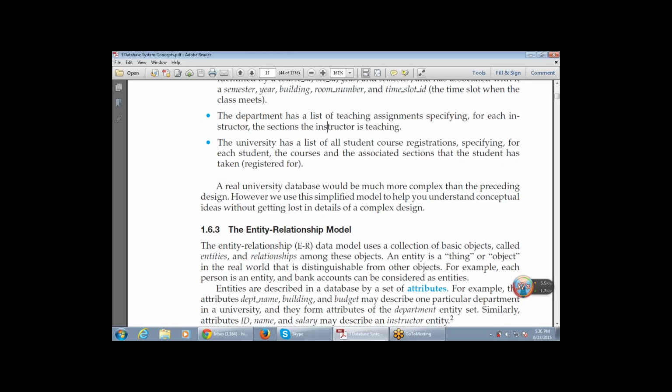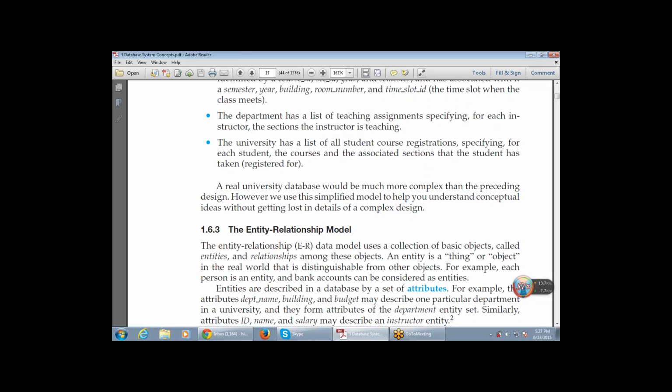Then next is the ER model, that is, the entity relationship model. It uses a collection of basic objects called entities, and relationships among these objects. So it is a collection of various objects that are known as entities, and how to show or how to represent the relationships among these objects.